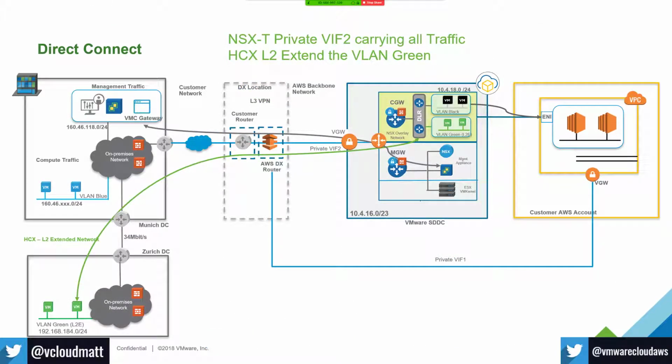Now this is what it looks like from an architecture standpoint when you're using NSX-T with HCX via Direct Connect. This is a little bit of a busy slide, so I'm just going to leave it up here and talk to it a little bit. This is the latest feature set that we have. Like I said, we have a tier 0 router. You probably can't see my mouse, but into the VMware SDDC box, where we have the CGW and MGW, we've split that out.